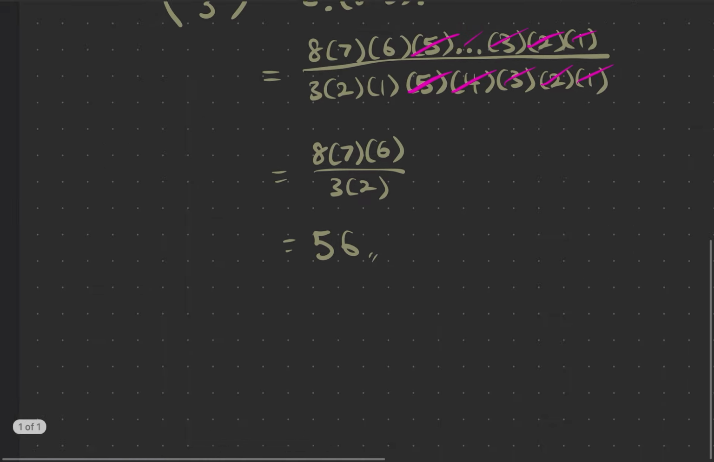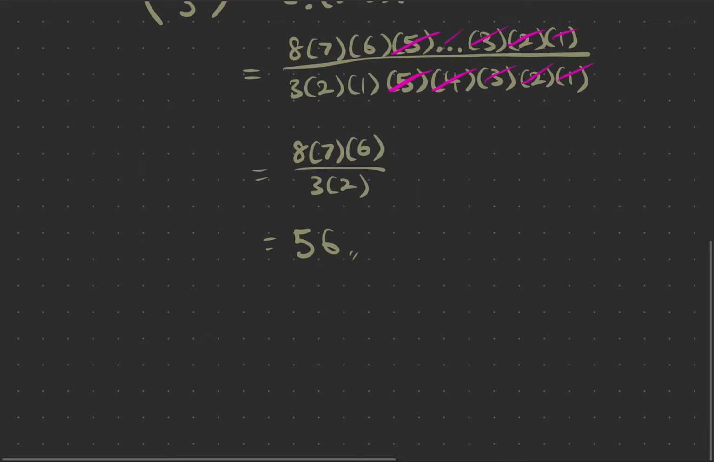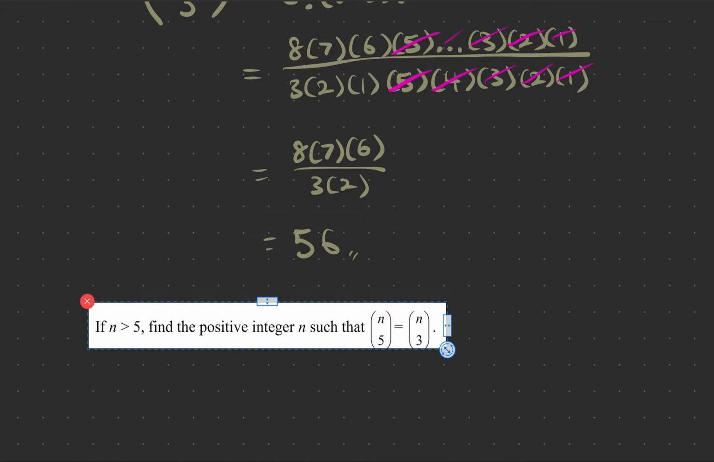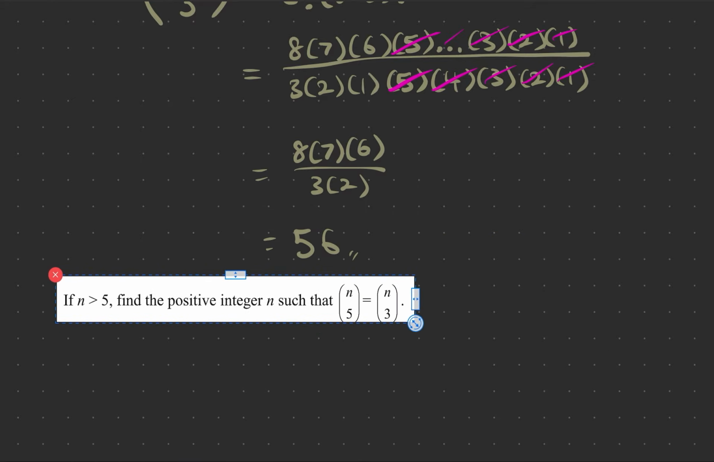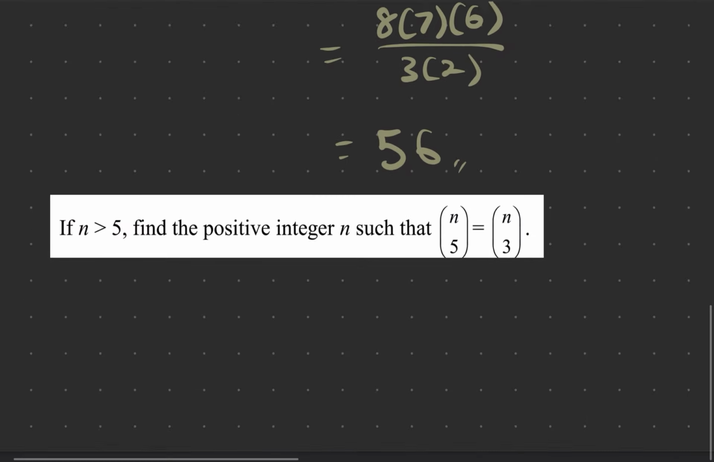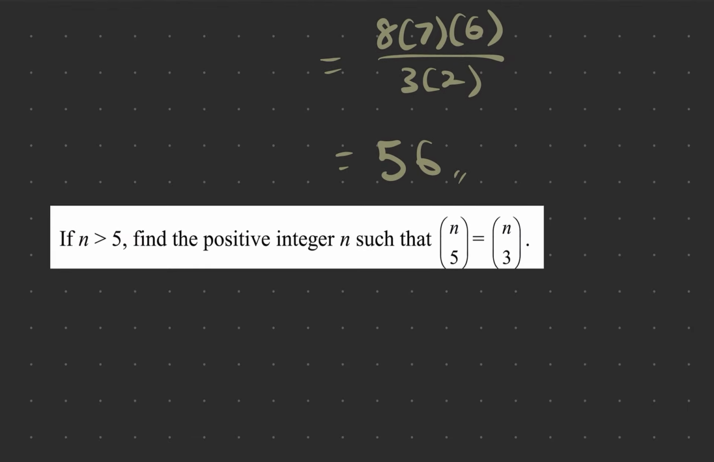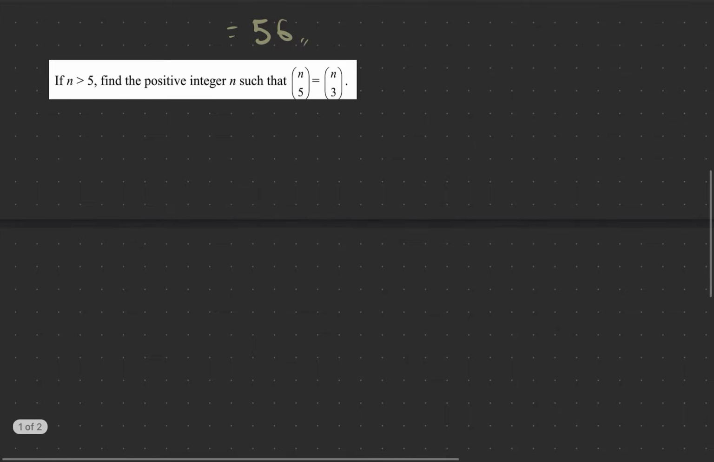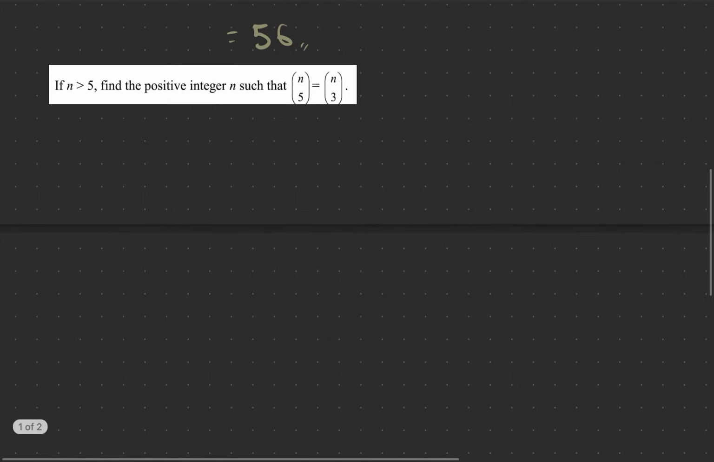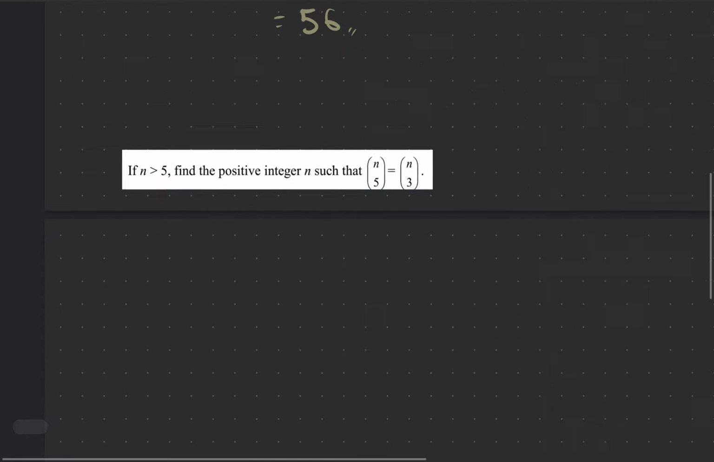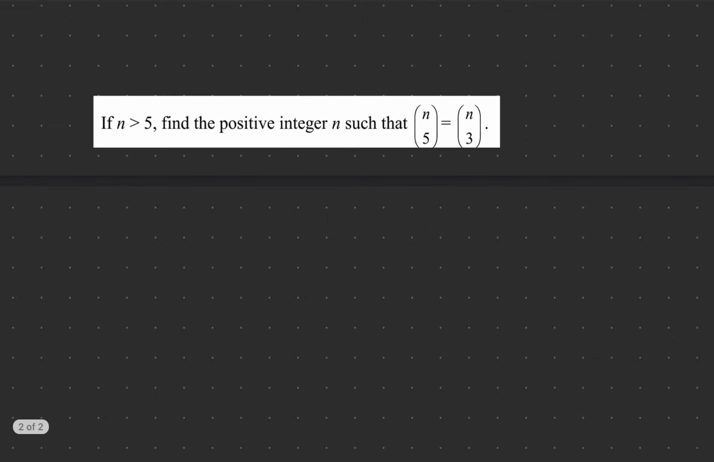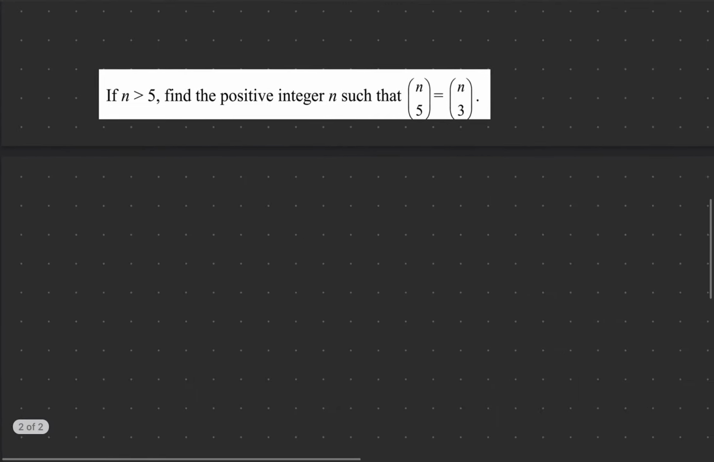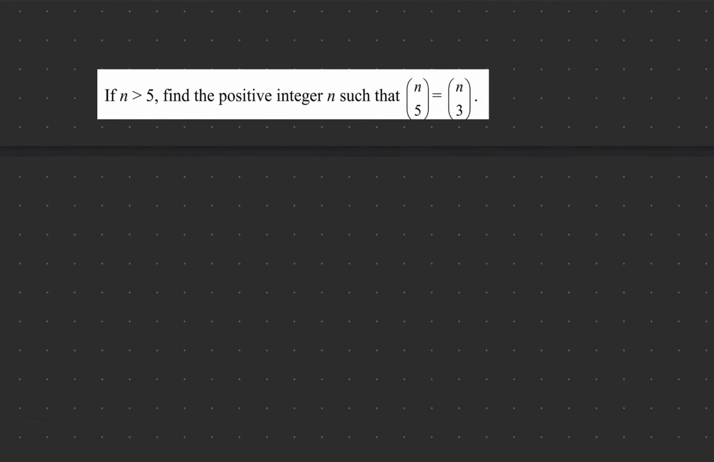Now I'm just going to add a second follow-up question. Alright. If n is more than 5, I'm gonna add a page, sorry. Move this down. Okay. If n is more than 5, find the positive integer value of n such that n choose 5 equals n choose 3. So this, we'll just have to try and work this out.